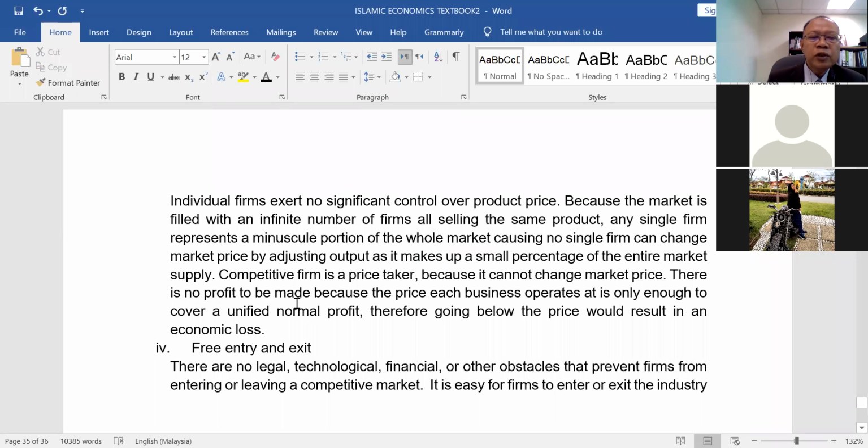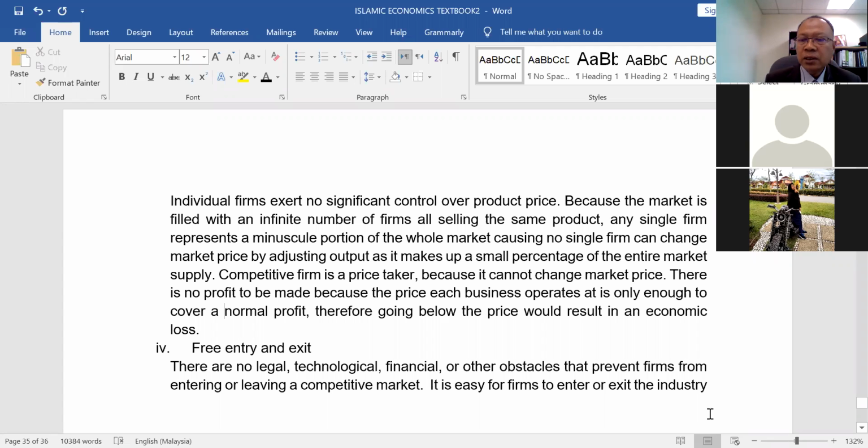There is no excess profit to be made because the price each market operates at is only enough to cover a normal profit. Therefore, going below the price would result in an economic loss. This is what we studied in microeconomics.